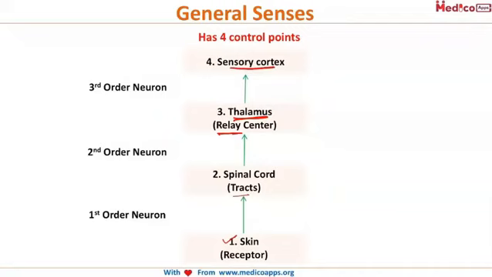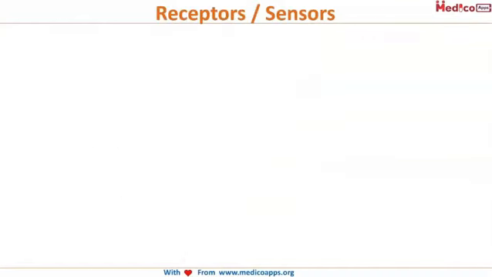So from the skin to the spinal cord, spinal cord to the thalamus, and thalamus to sensory cortex. So in your exam you will be asked which order neurons transmit the information from skin to spinal cord, or thalamus to sensory cortex, or anywhere among these. Now let's look at the receptors and what they function for.